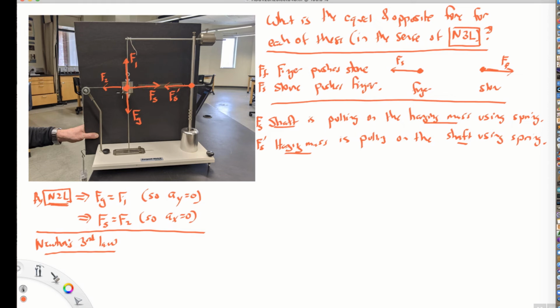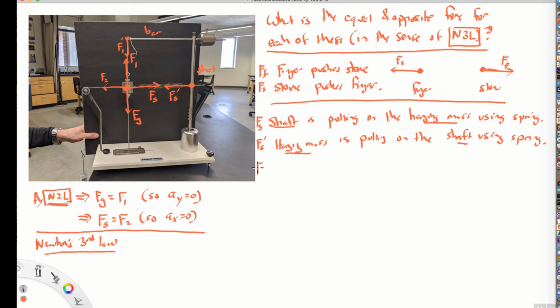Okay, let's do this for the other forces. What's the equal and opposite force of F1? Well, maybe we call this the horizontal bar. Okay, so this is the shaft right here. This is the bar, just because I don't know what else to call it. Okay, so if the bar is pulling up on the mass using this string, then the mass must be pulling down on the bar using the string. So I'll call this F1 prime.